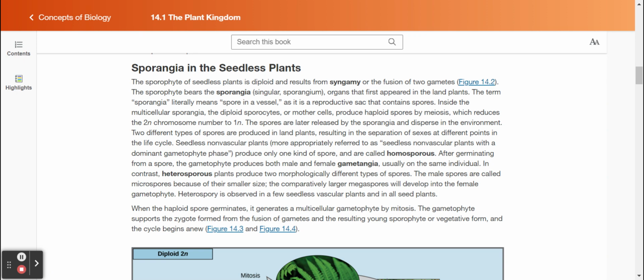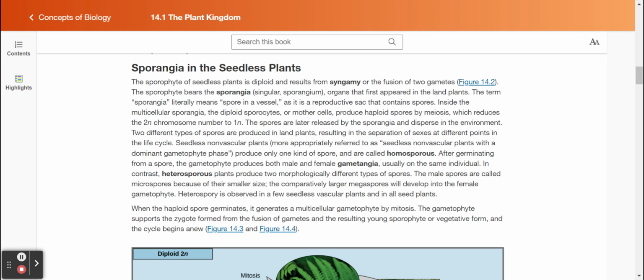In contrast, heterosporous plants produce two morphologically different types of spores. The male spores are called microspores because of their smaller size. The comparatively larger megaspores will develop into the female gametophyte. Heterospory is observed in a few seedless vascular plants and in all seed plants.